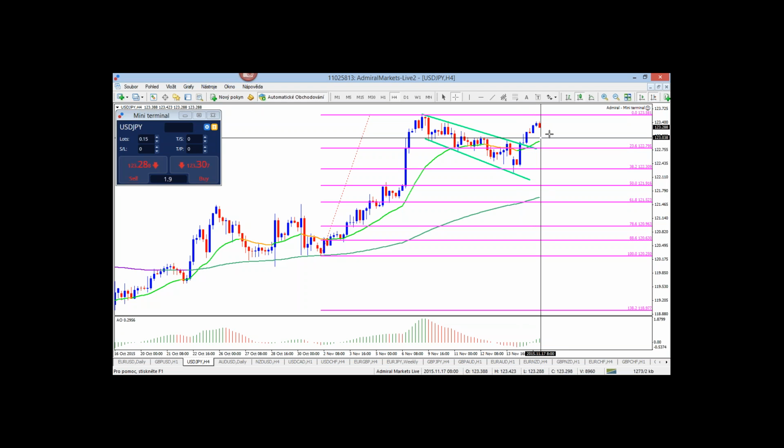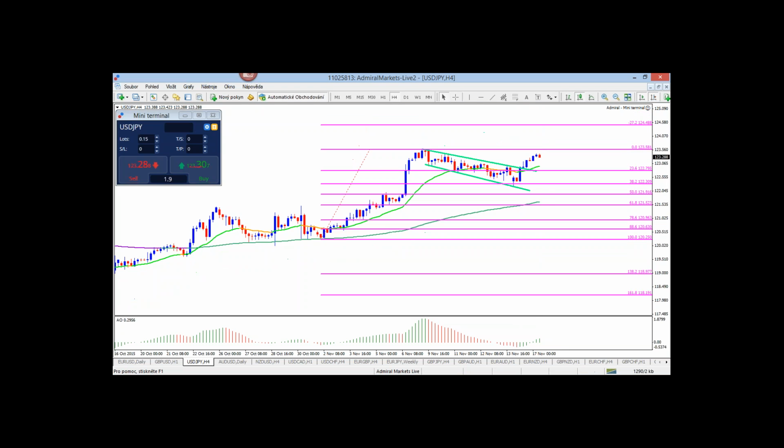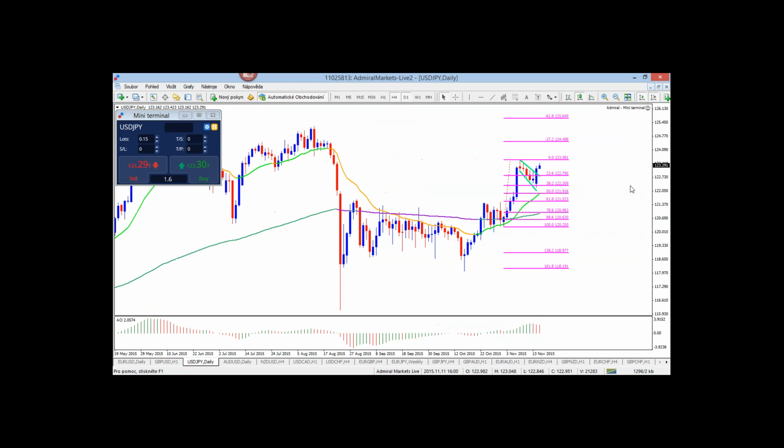My target is 124.40, let's say, which is the minus 272 target, and that's what I'll be aiming for. It's not only a minus 272 target, but it's also basically resistance on the left here on the daily chart, right? You've got tops here around the 125 level.